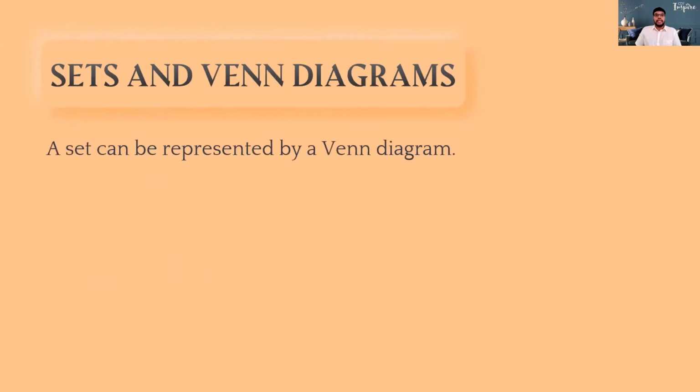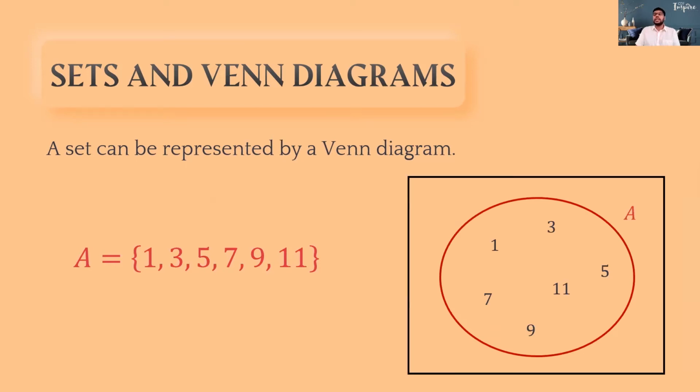Then children, a set can be represented by a Venn diagram. You all know what a Venn diagram is. I'm sure you have learned about Venn diagrams in previous grades as well. For example, this is set A that we took previously. This set A can be shown in a Venn diagram like this. You can see we have a square to represent the universal set. I'll talk about that in more detail in a bit. And then we have set A shown by the circle, and all of the elements inside A, we put into the circle.